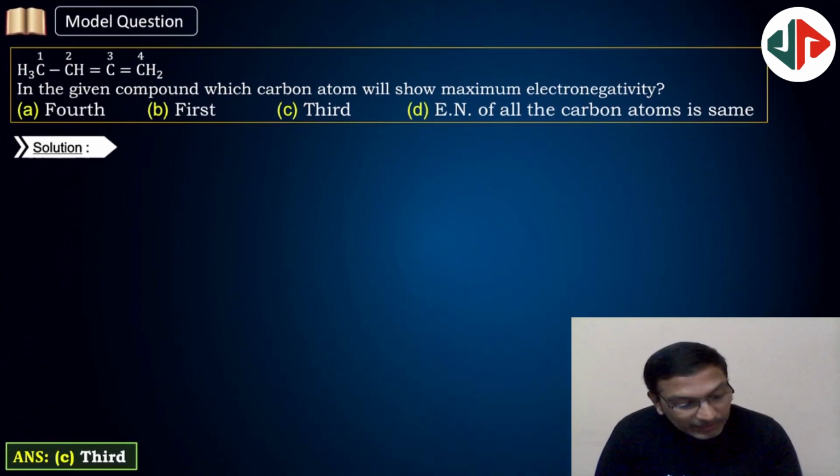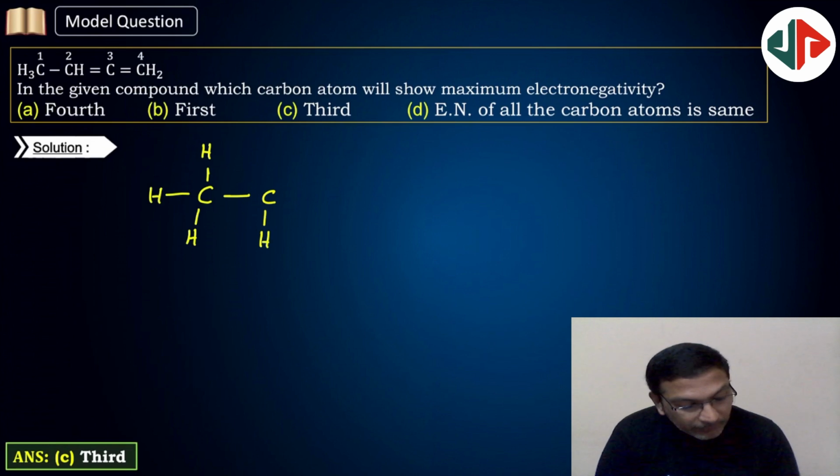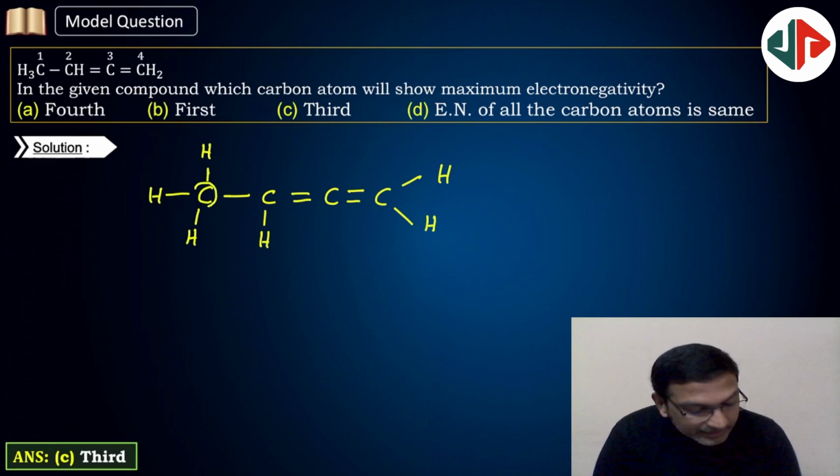So here, given molecule CH3, I am writing the structural formula: CH double bond C double bond CH2. Here I will write the hybridizations.